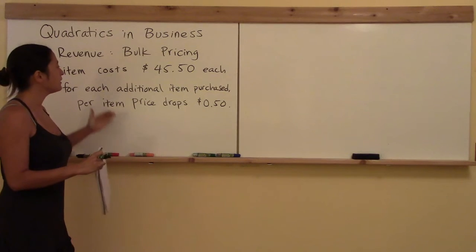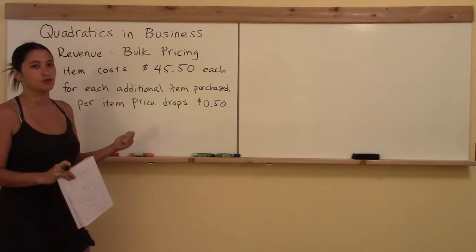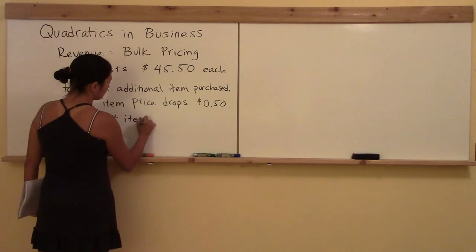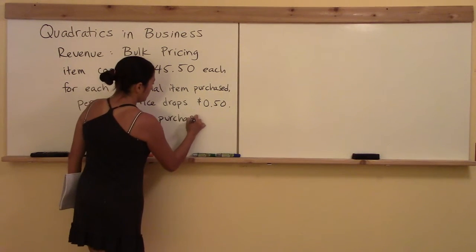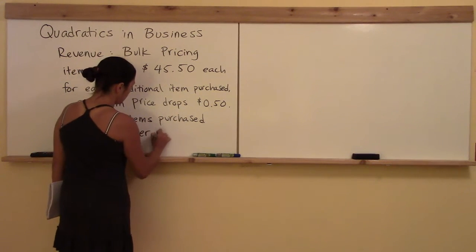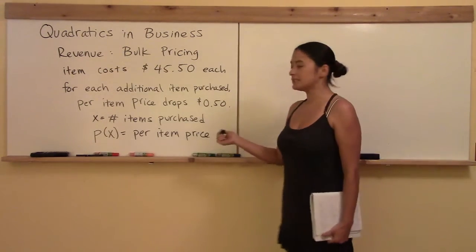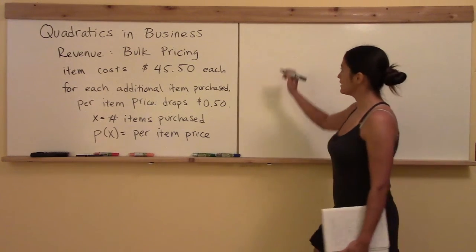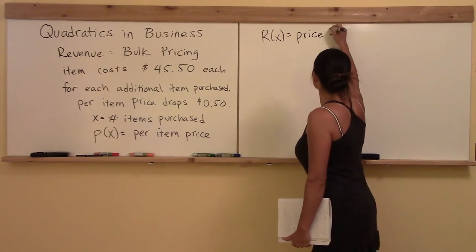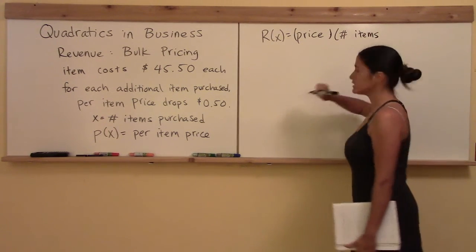So I've actually made the price of my item, the per item cost, a function of how many items you're going to buy. Okay, so here let's let X equal number of items purchased. And let's let P of X, now a function dependent on X, be the per item price. And let's see if we can develop a mathematical model for a statement for the P of X. And then don't forget that our revenue is always formed by saying the per item price multiplied by the number of items. And you can see the number of items purchased is X.